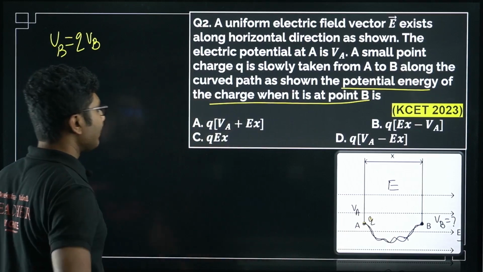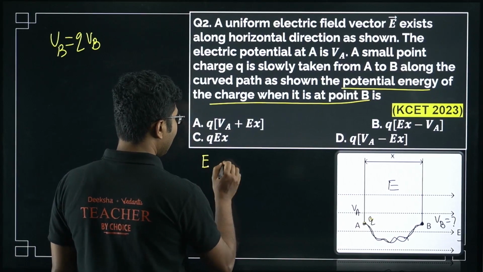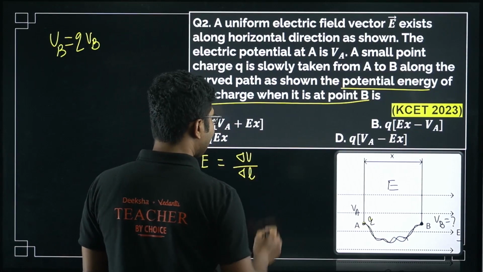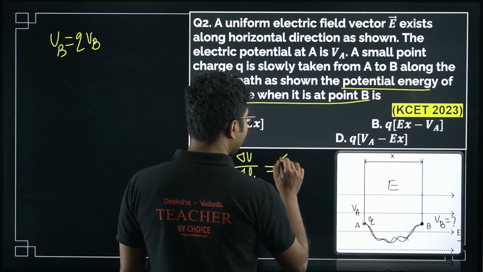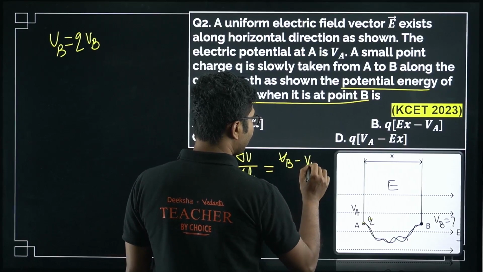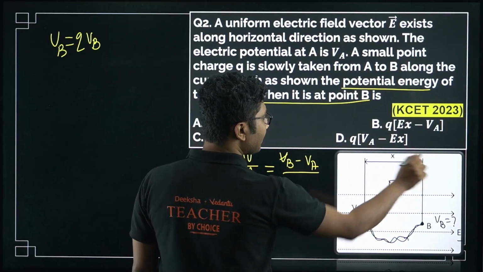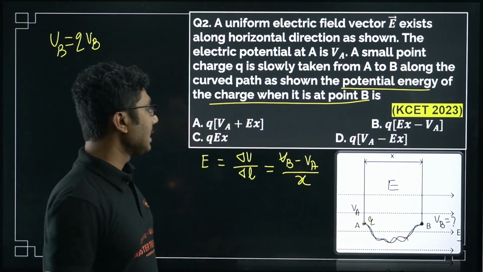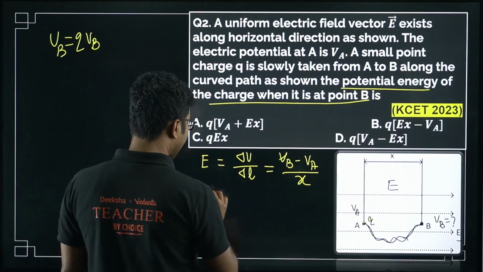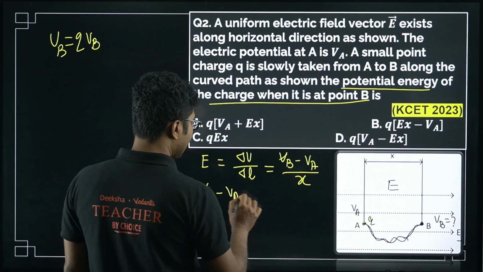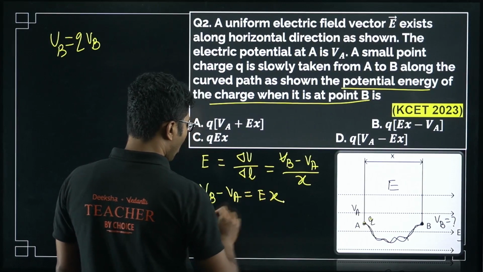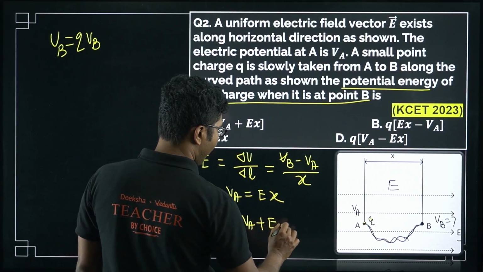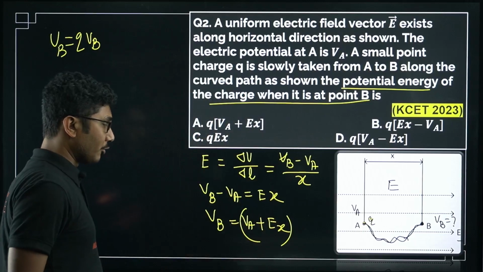Now what is electric field? Electric field is given by delta V by delta L. What is delta V here? Delta V is the final potential VB minus the initial potential VA, by the distance between them, which is X. It does not matter which path you have taken, this is always true. So from here we can find that VB minus VA is equal to E into X, or VB is equal to VA plus EX. So this is the potential at point B.